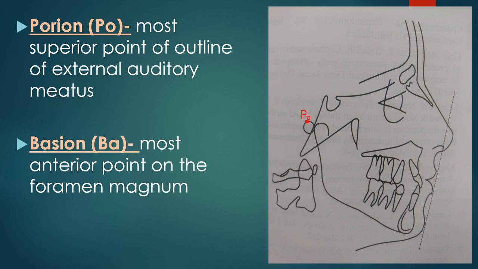Next is basion. Basion is represented as capital letter B and small letter A. It is the most anterior point on the foramen magnum. Keep in mind, it is the most anterior point and situated here, represented as capital letter B and small letter A, basion.